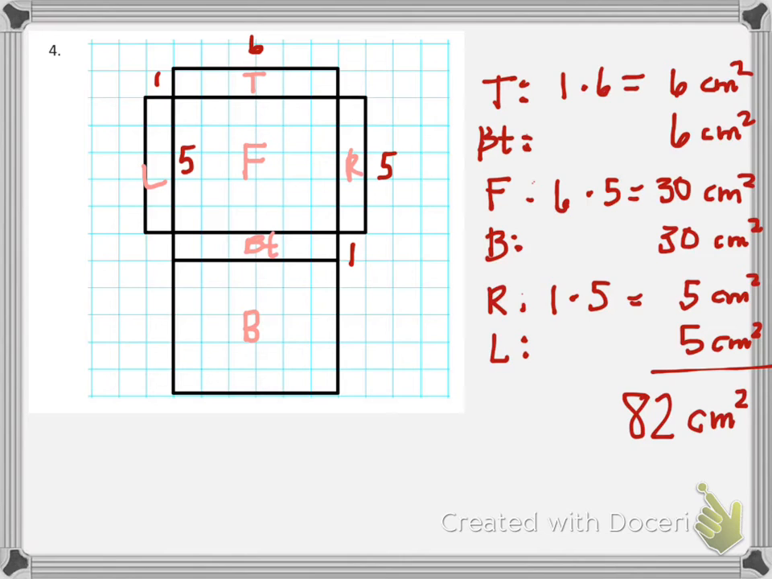Okay, so surface area is the area of all of the surfaces. Nets help you to see all of the surfaces, and then you use your area equations to calculate the area and add them all up, and that's the surface area.